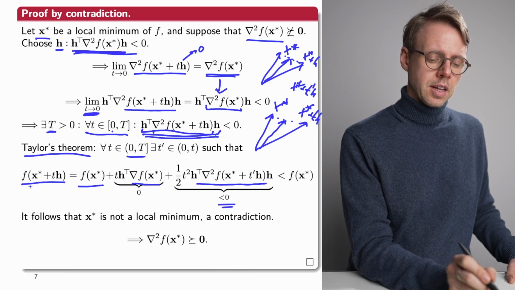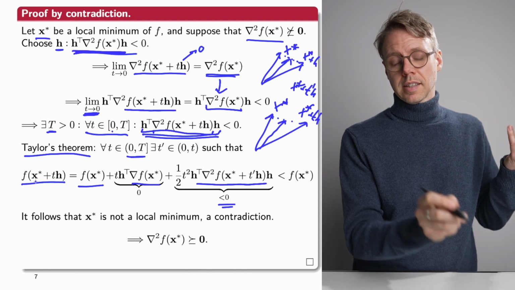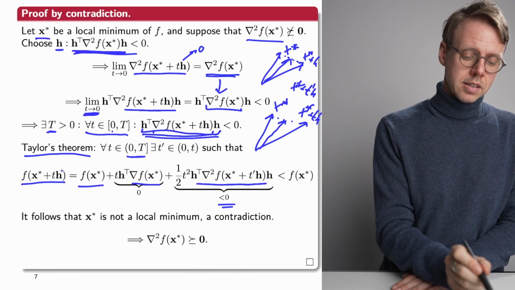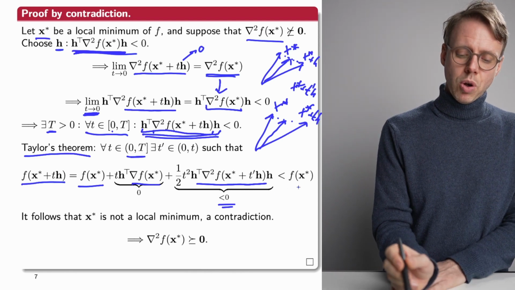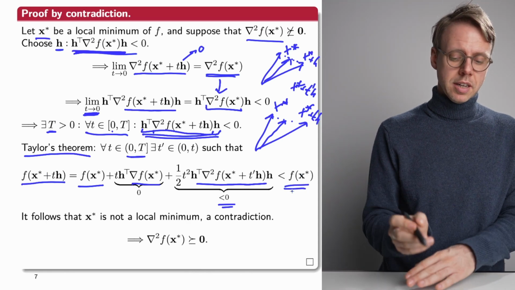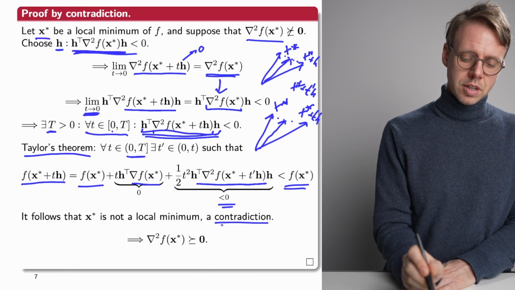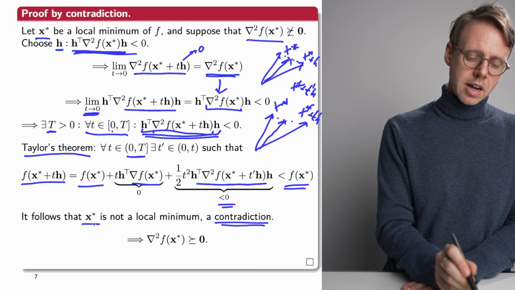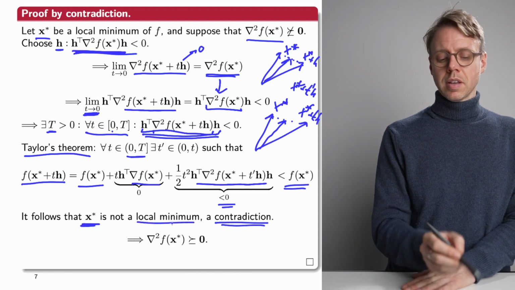So again, our function value at x star plus th is smaller than the function at our optimum x star, which again is a contradiction because it would mean that x star is not a local minimum.